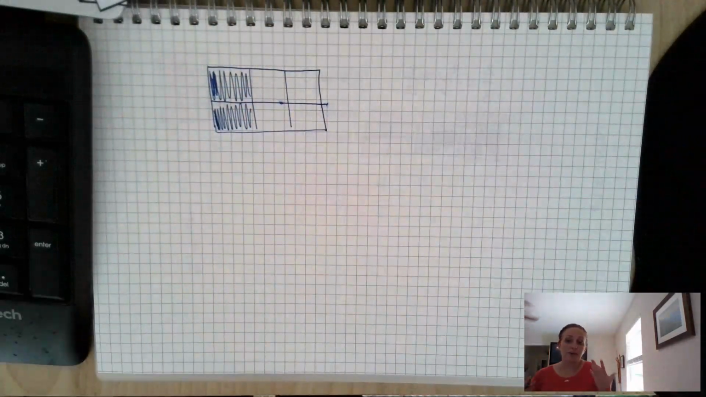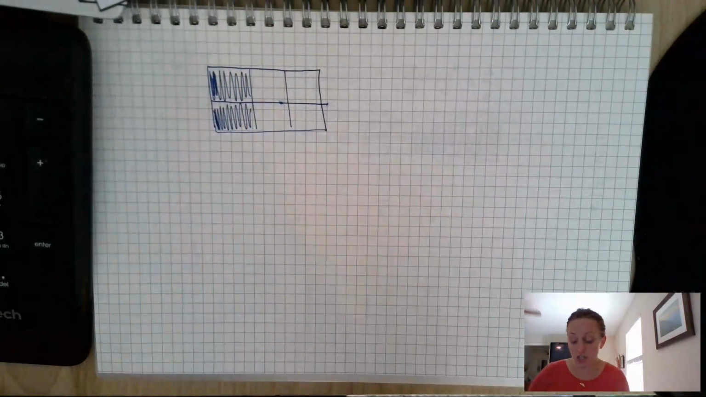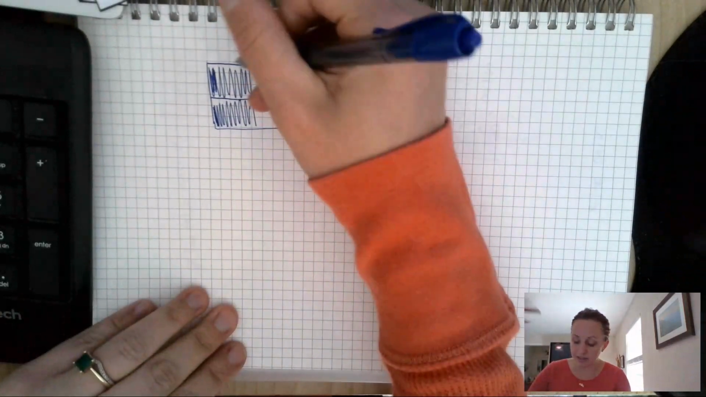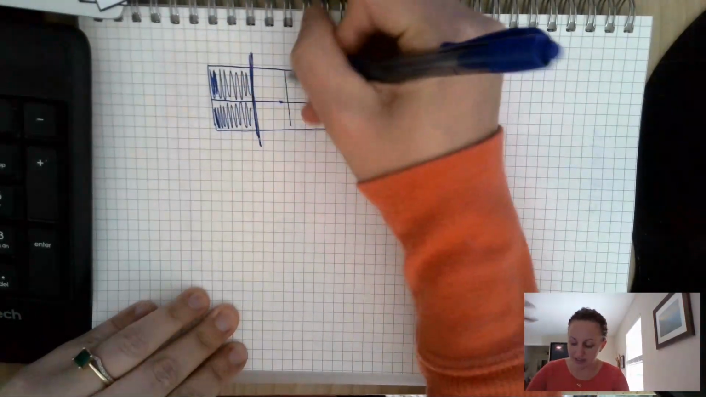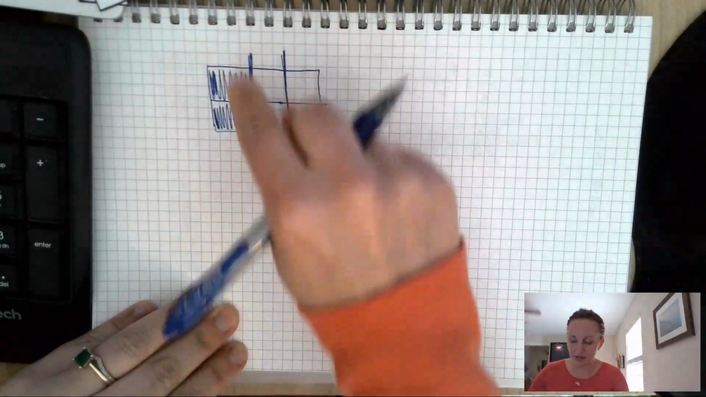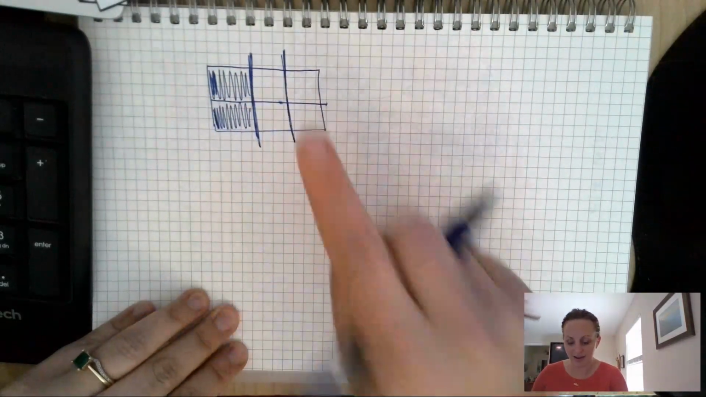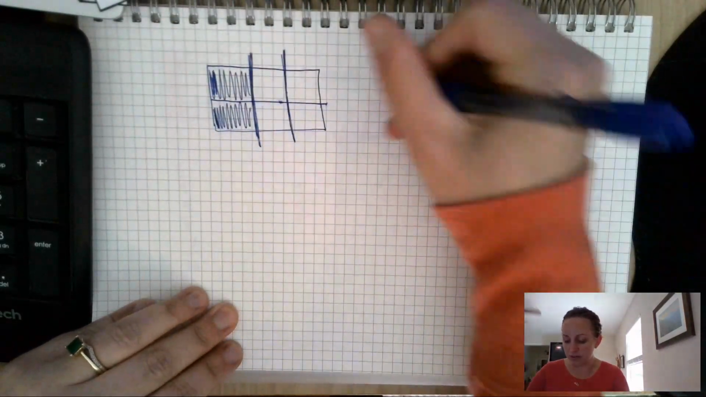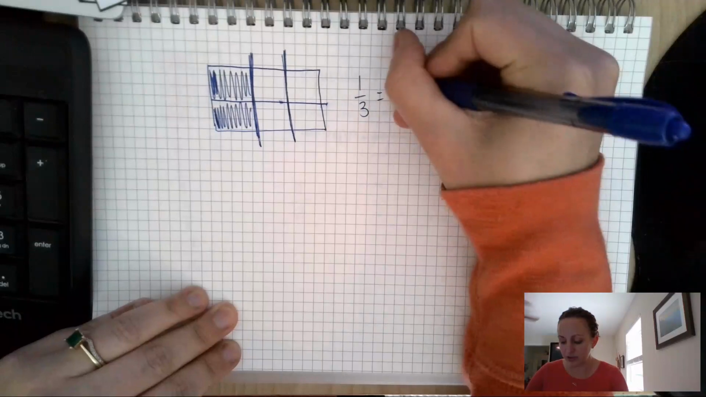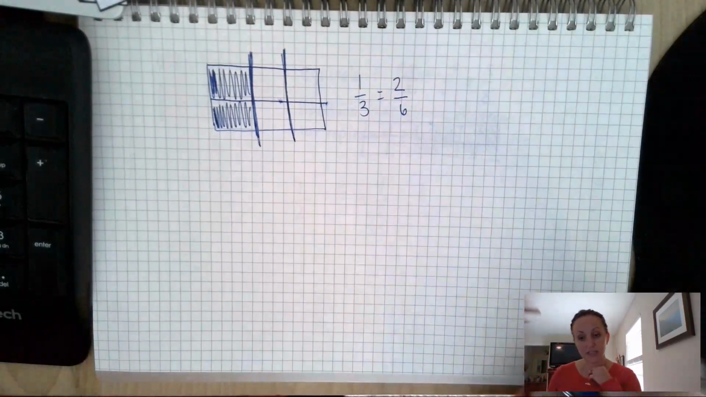Now, if I wanted to use my imagination and see, well, if I only split this into 3 pieces, right? Let's pretend that middle line's not there. I only would shade in 1 of them. So 1/3 is equivalent to 2/6.